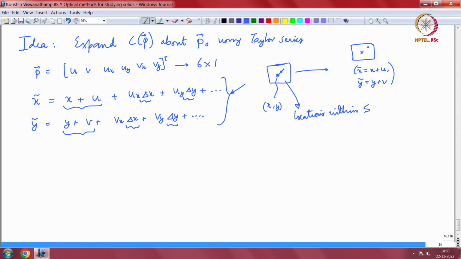Of course, you have higher order terms that will include second derivatives of the displacement and so on, and you will have more components to worry about, but we will just assume that since we have a 6 component vector p, these are the only terms you have to worry about. Okay.